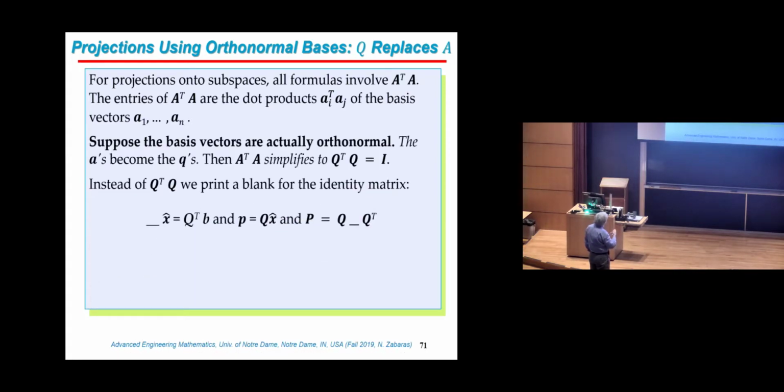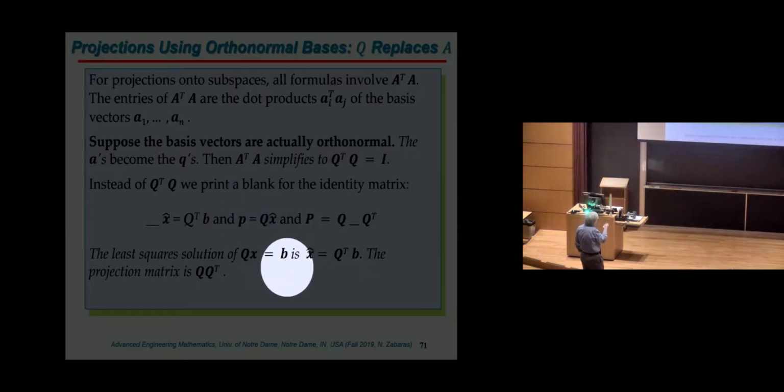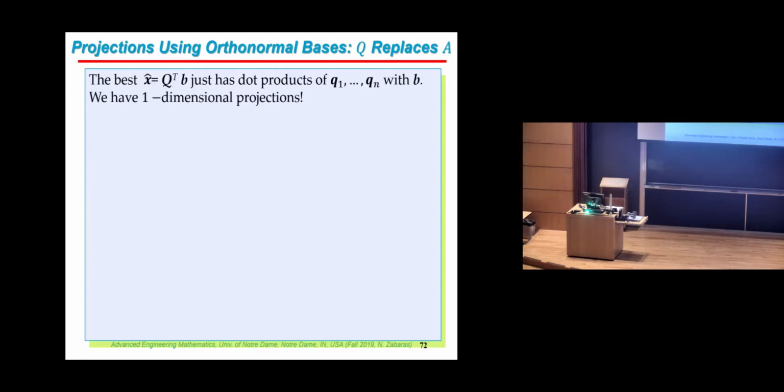So what is the wonderful thing? We already discussed it, right? If you do projections onto the column space of a matrix that's orthogonal, the optimal least squares solution is Q transpose B, and the optimal projection matrix is QQ transpose. I'm referring here to matrices that are not necessarily square. So for orthogonal matrices, you don't have to do any inversion. No inversion is needed.